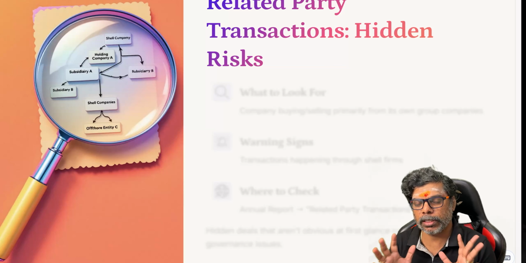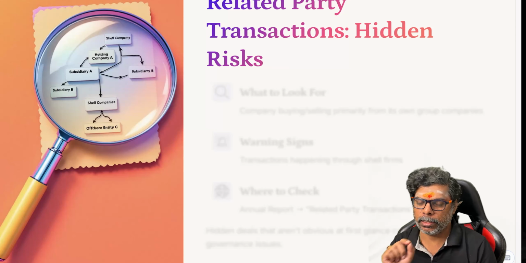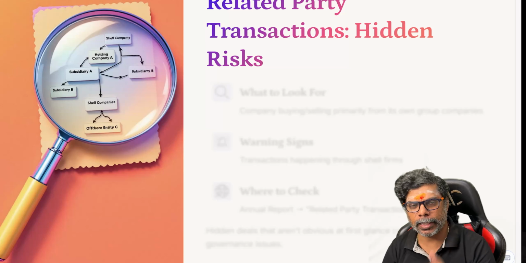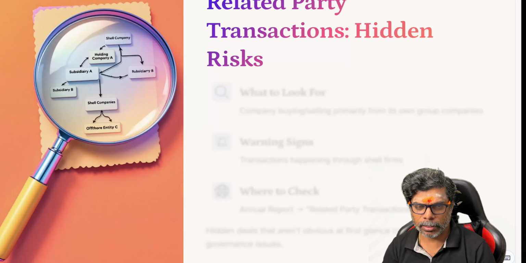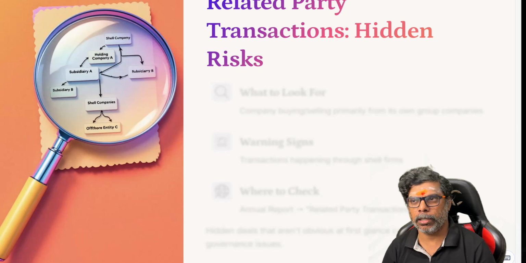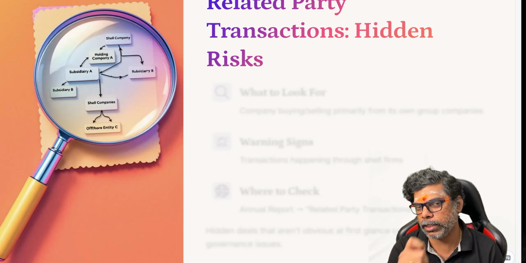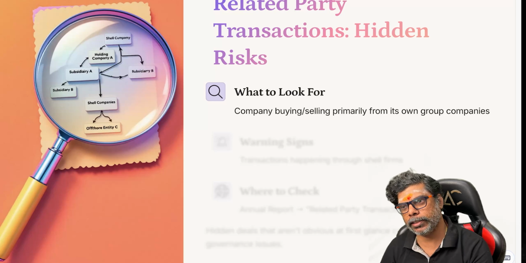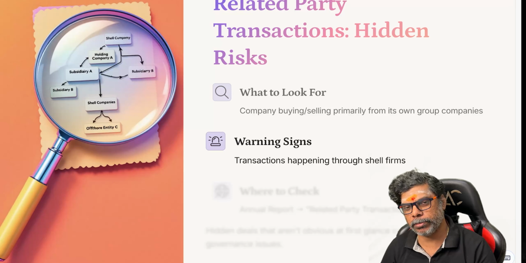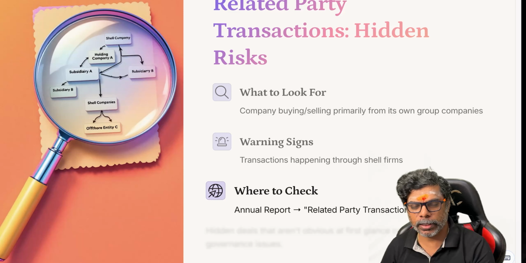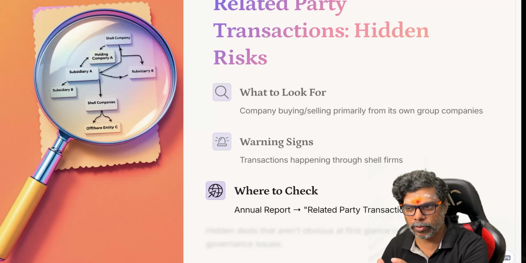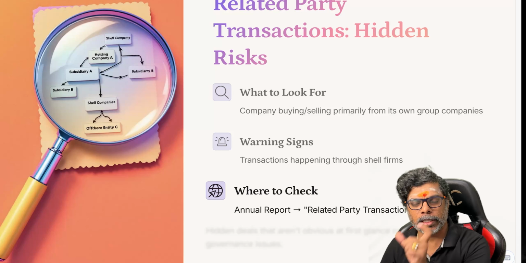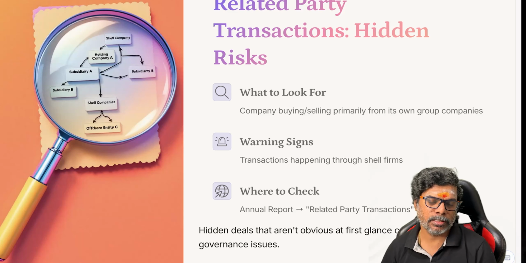For this kind of thing, there are limitations, or very strict conditions which RBI and SEBI have, on how much transaction or turnover you can have between the RPTs. So there's a limitation over that. If it goes beyond that, then you have to consider it a red flag. So you need to be very careful what they are buying, what they are selling. If the transactions are happening through shell firms, you need to be very careful. So the main thing you have to do is go to the annual report and check for related party transactions. That is where you will find this. So these are very hidden details.